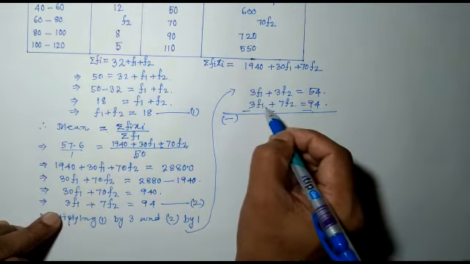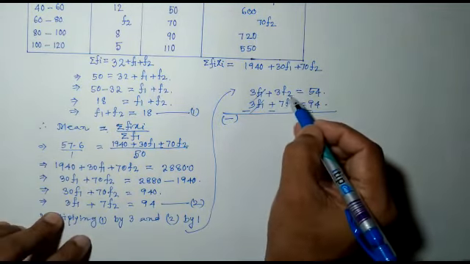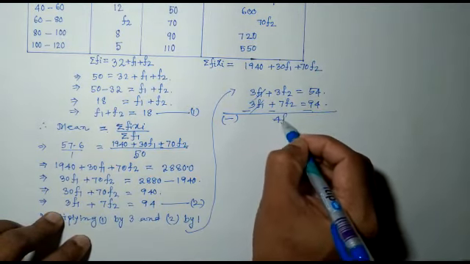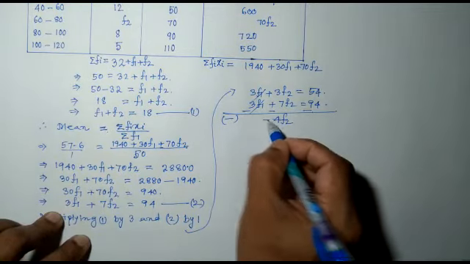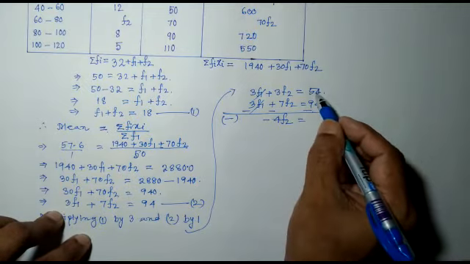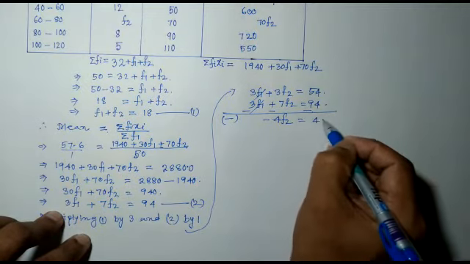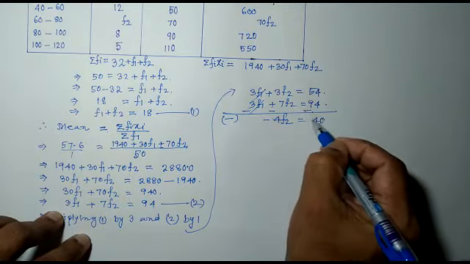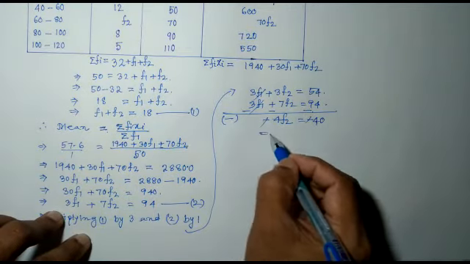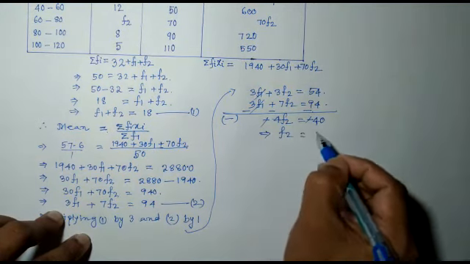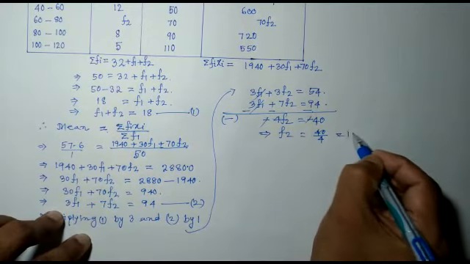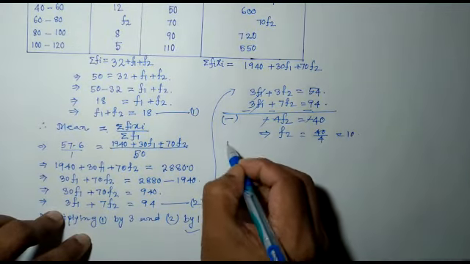So 3f1 minus 3f1, they will cancel. Then 3f2 minus 7f2, subtract them. So minus 4f2 is equal to 54 minus 94. So subtract 54 from 94, it is 40, and the bigger number is minus, so it is minus 40. This minus and minus we can cancel, so we get f2 is equal to 40 divided by 4. So we will get 10.